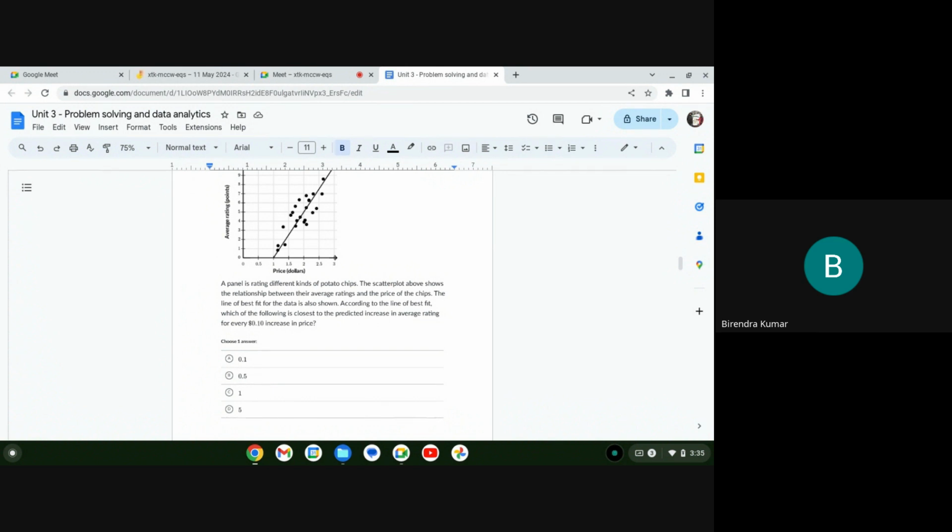Okay, I'll just read it one last time, and then I will probably check how much you have understood and what my interpretation would be. According to the line of best fit, which of the following is closest to the predicted increase in average rating for every 10-cent increase in price.